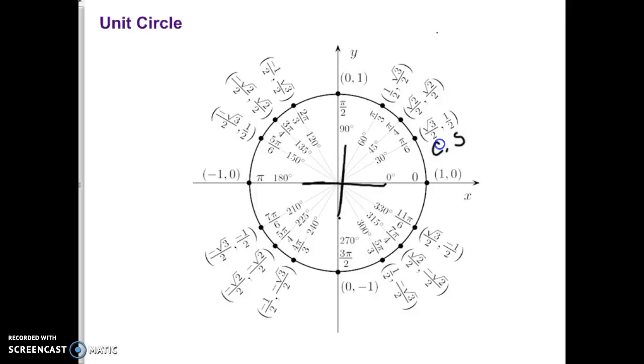So you'll notice cosine is positive here, cosine is negative in the second quadrant, cosine is negative, cosine is positive. Sine is positive, sine is positive, sine is negative, sine is negative.